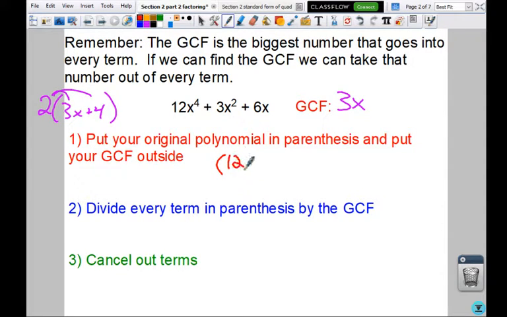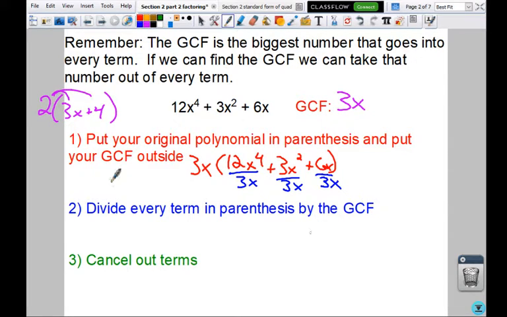I'm going to go parentheses 12x to the 4 plus 3x squared plus 6x. And then I'm going to put my GCF on the outside, out here in front, 3x. What I'm going to do next is divide everything inside this parenthesis by my GCF, so not just by 3. You just forgot the x. We're going to divide everything by 3x, and then we are going to go through and actually divide and cancel stuff out.